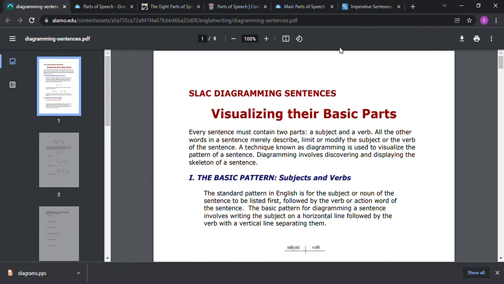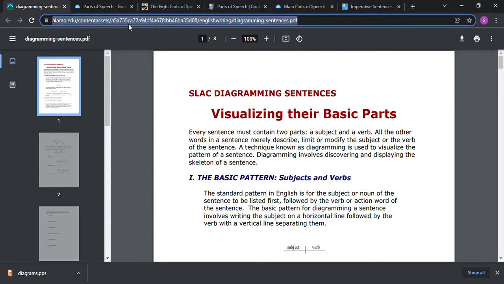So I'm going to start with this one, and this is at alamo.edu. And you can see the website right there, and you can go look for it on their website to find the link, or you can try to type it in, but I will show you what it says. And this is a PDF, and it talks about visualizing the basic parts of diagramming sentences.